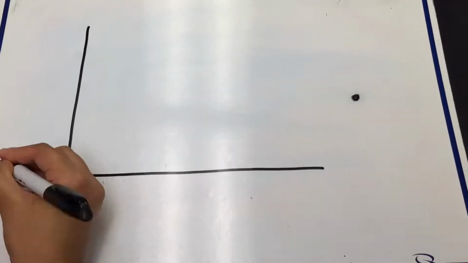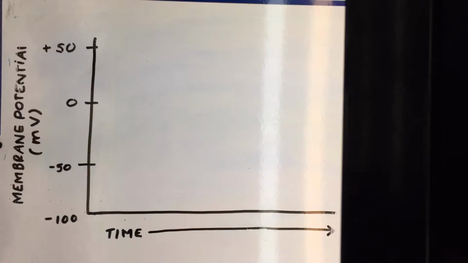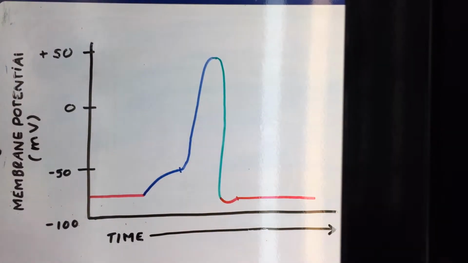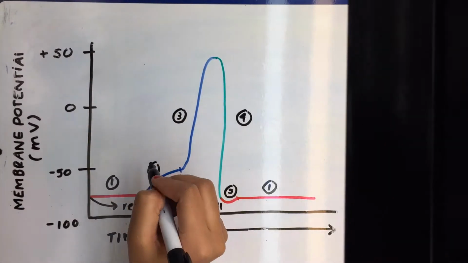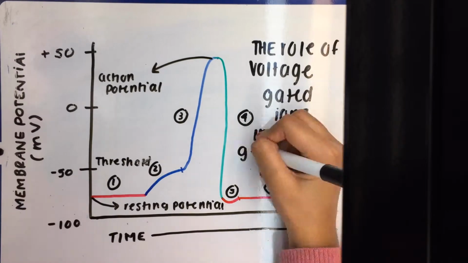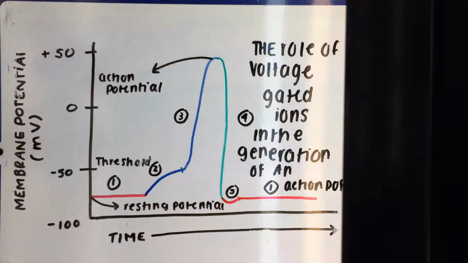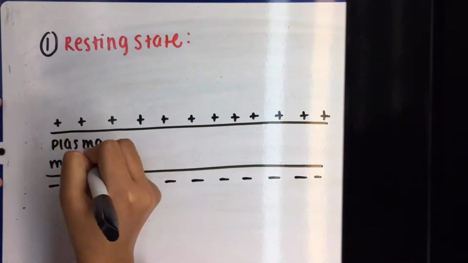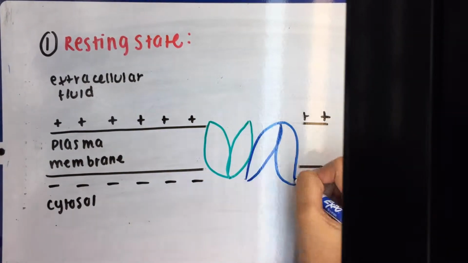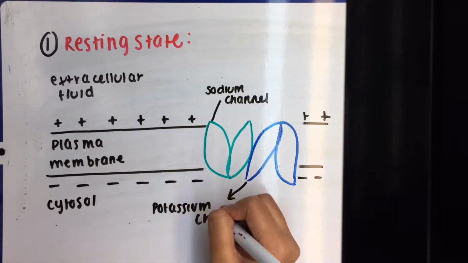Here is the graph of the membrane potential of a neuron. Action potential is a moving electrical impulse triggered by a change in charge distribution. Resting potential is the difference in charge across the membrane. It contains the potential energy needed to transmit an impulse. The resting state is when the gated sodium and potassium channels are closed.